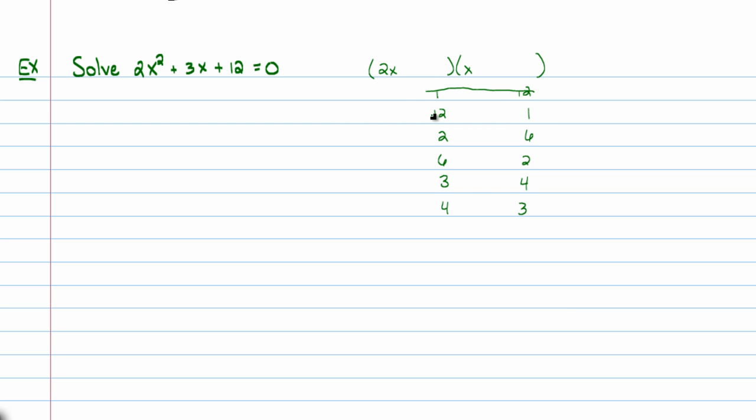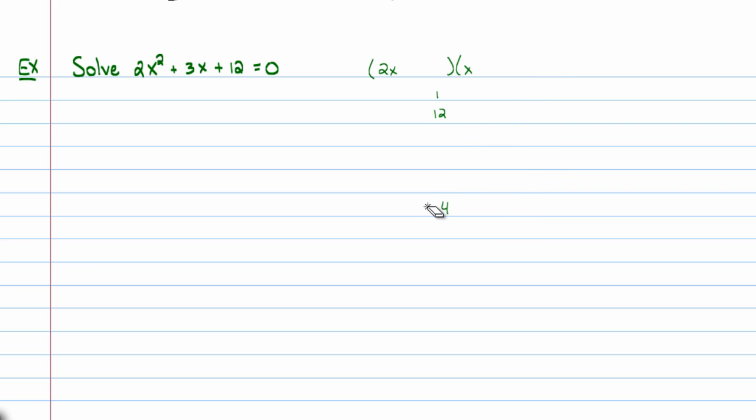2 times 1 is 2, and then 12 times 1 is 12, so 2 and 12, no possibility there. 12 and 2, again, no possibility there. 4 and 6, no possibility there to get to 3. 8 and 3, no possibility. And 6 and 4, no possibility. So just kind of quickly checking through, there's no possibility to factor this.